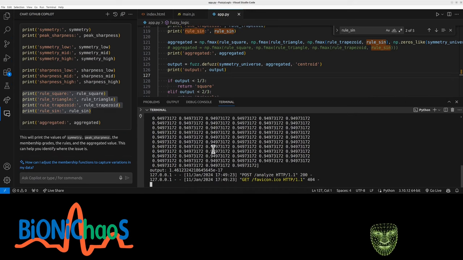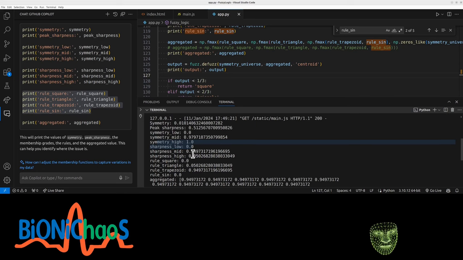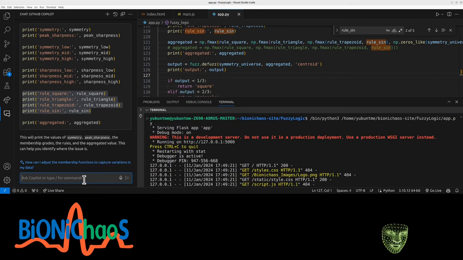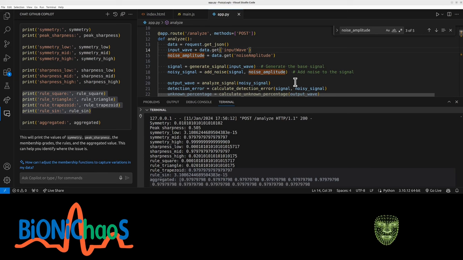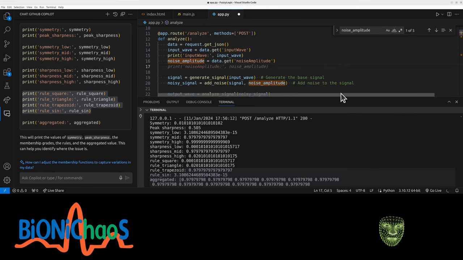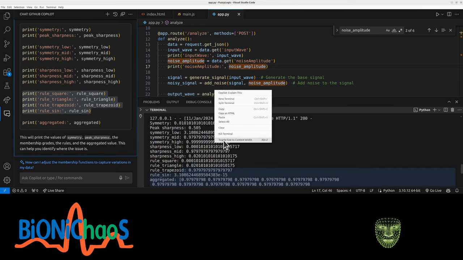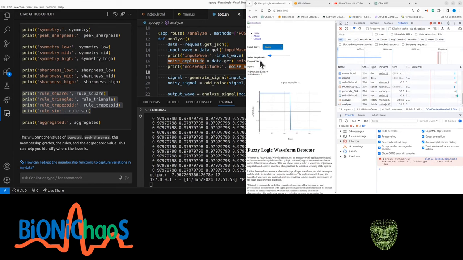Right, so this is what we get for square. Okay, it seems like those numbers are saturated. So need to add square and the input signal and the amount of noise. Shall we make noise zero? Let's print input wave and noise amplitude. That's right. Okay, output is 2.6. Now the output is even smaller.